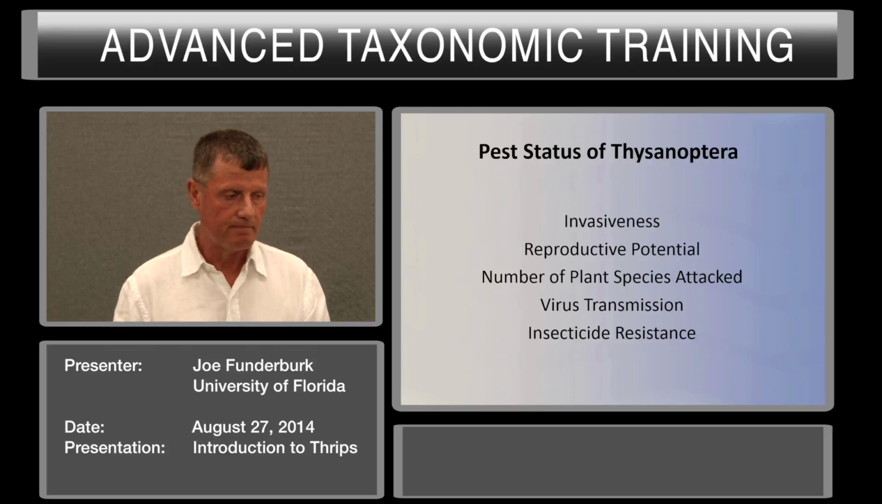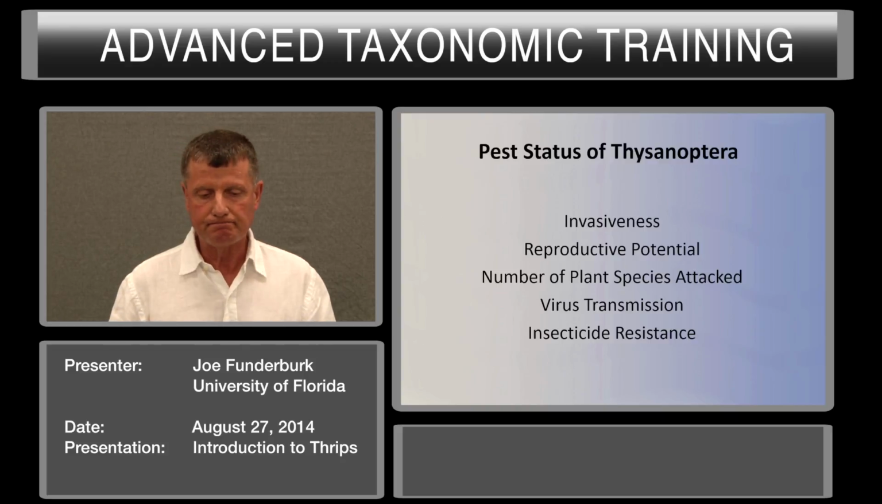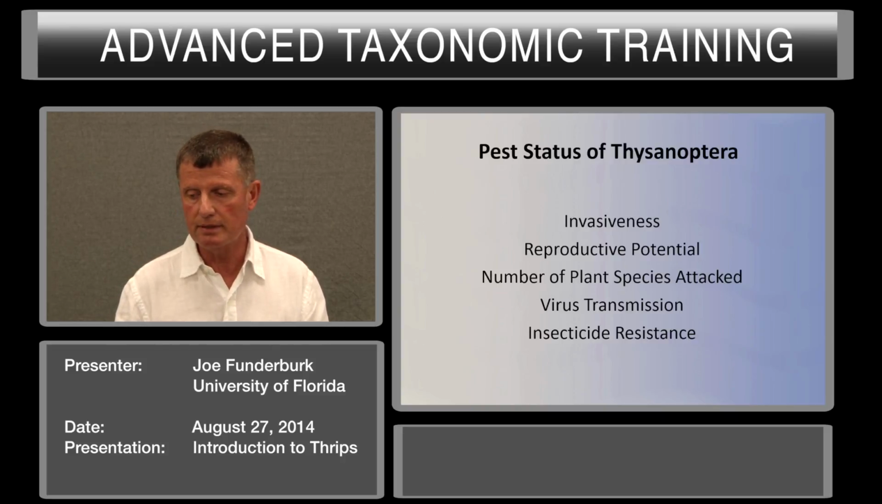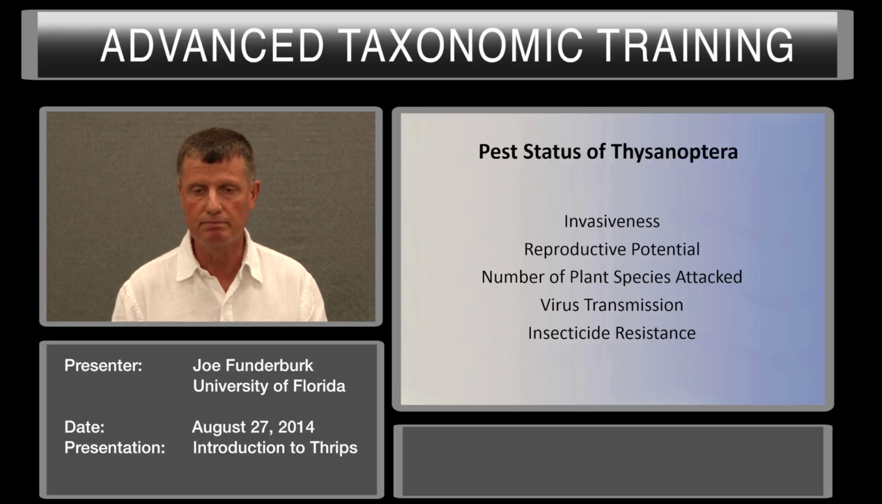There are certain aspects of their biology that make them particularly good invaders. The eggs of the Terebrantian thrips are inserted directly into the plant material, and so they can survive treatment with pesticides. The egg is fairly resistant to heat treatment, and it can survive prolonged periods of being refrigerated.